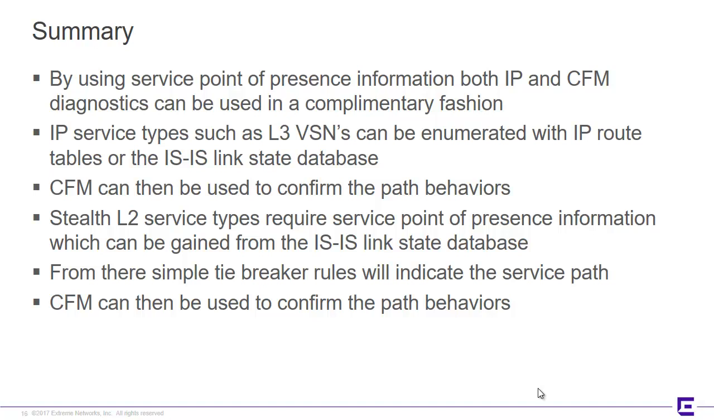Stealth L2 service types require a little bit more information because we need to know the service points of presence as far as where the default gateway is and where your diagnostic ingress is happening. But that can be easily gained from just knowledge of the network and even the link state database, as we've shown within the video. From there, simple tiebreaker rules using the even and odd ISID rules with the primary and secondary BVID will indicate the service path behaviors. Or we can use CFM, and we can then use that to confirm the actual path behaviors in an accurate fashion.